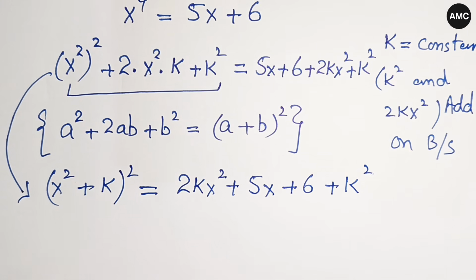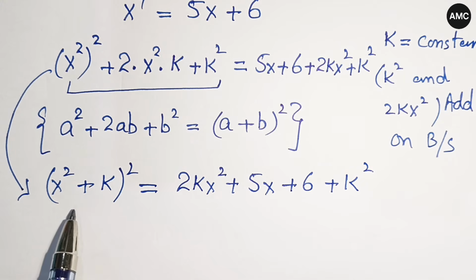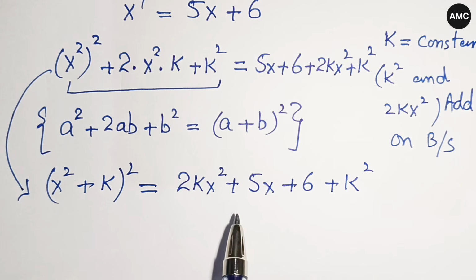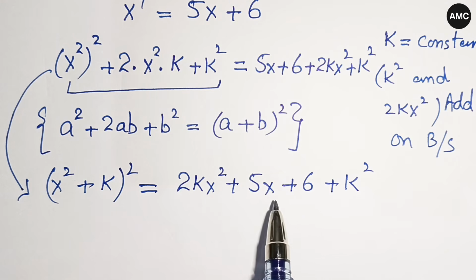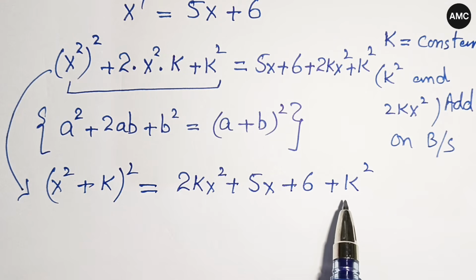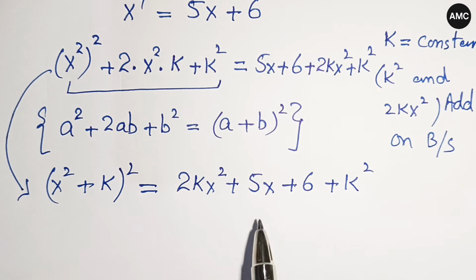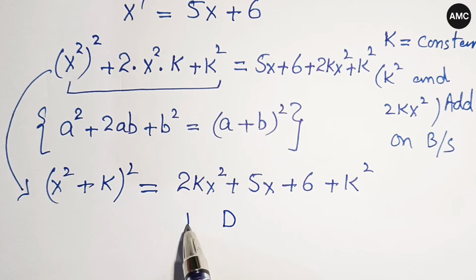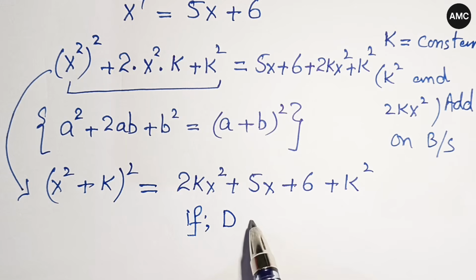So here it is a perfect square. Now on our left hand side, we see 2kx squared plus 5x plus 6 plus k squared. Here it will be a perfect square if we take the determinant. So it will be a perfect square if the determinant is equal to 0.